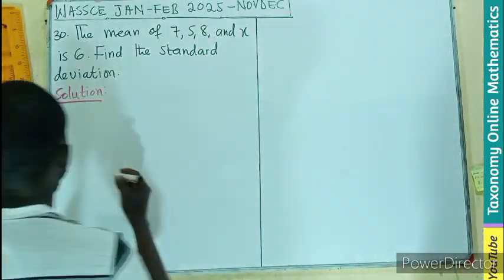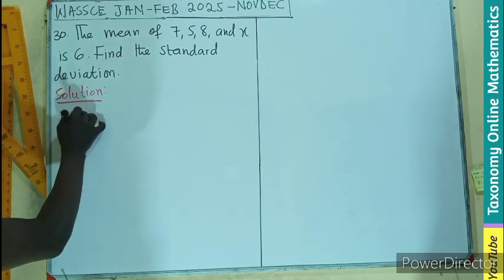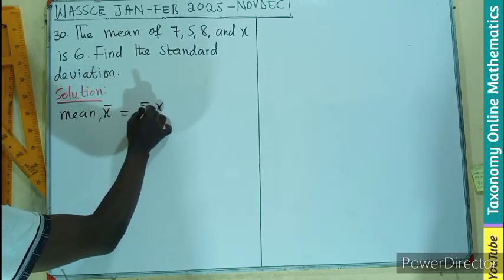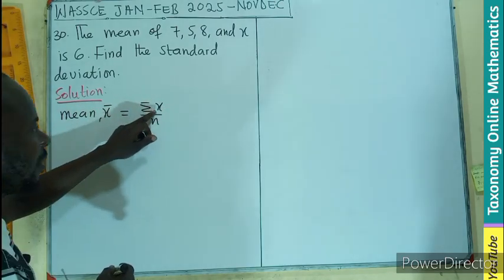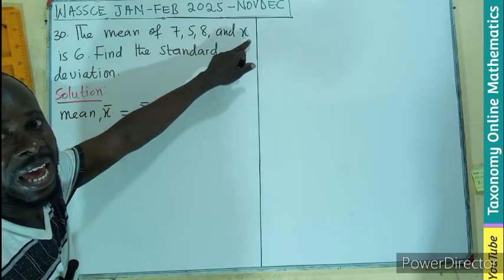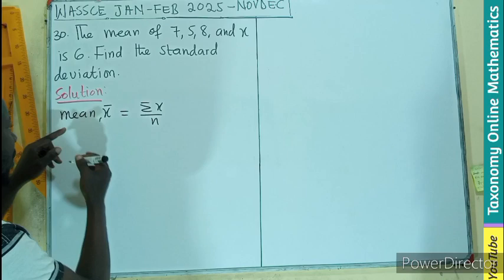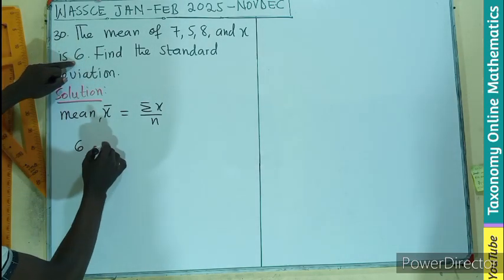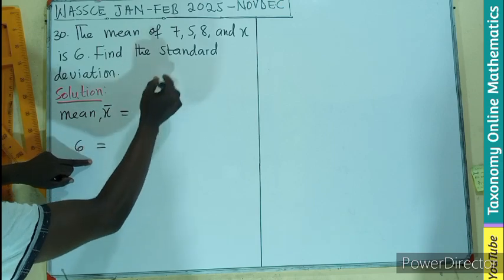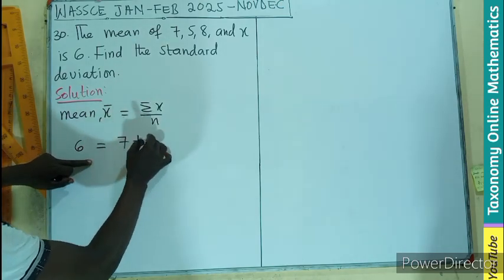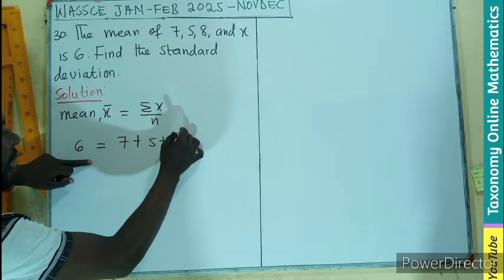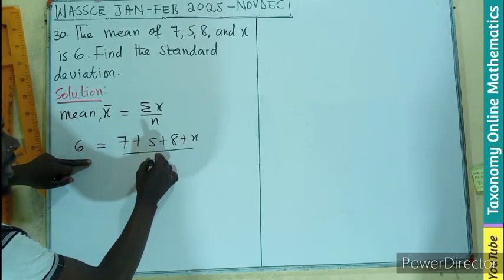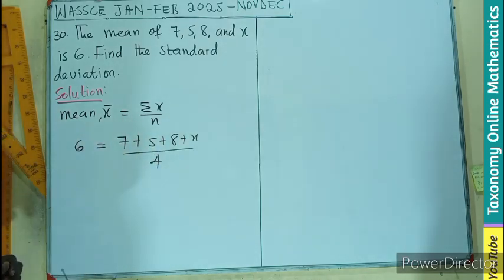So we have to start with the mean, which is x bar equals sigma x over n, where sigma x is the sum of the values of all the data sets. The mean has been given already as 6. The summation means that 7 plus 5 plus 8 plus x, divided by the number of data I am adding, which is 4.